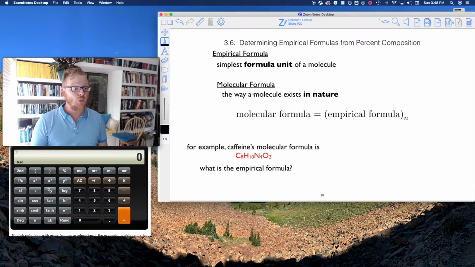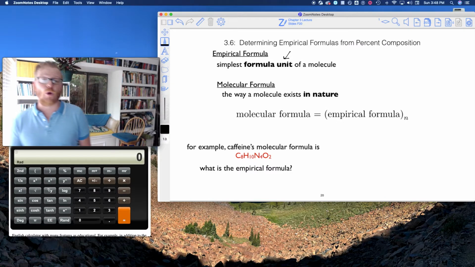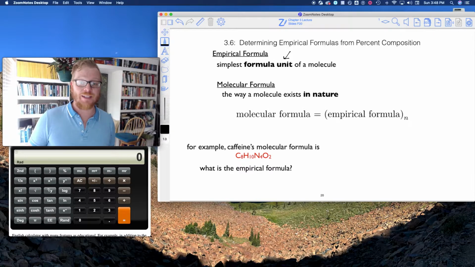Okay. So what is the empirical formula and what is the molecular formula? Well, the empirical is the simplest formula unit of a molecule. Formula unit being like the little formula that we write down, you know what I mean? Like NaCl or CO2 or whatever, right? The molecular formula is the way the molecule exists in nature.